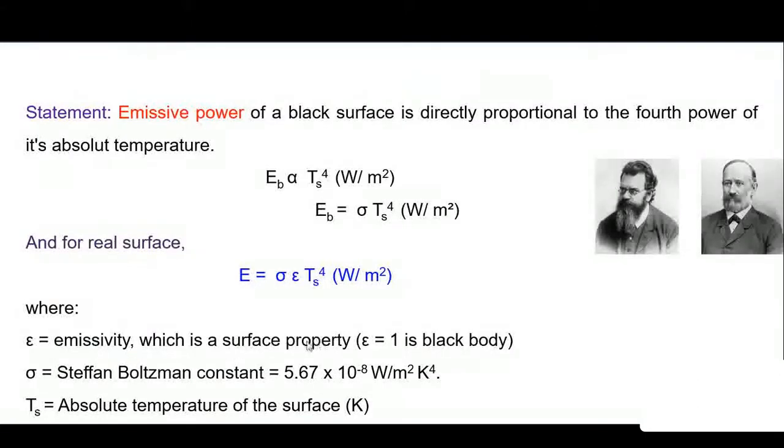Okay, which is a property of that surface, and emissivity is one for a black surface. So what we got is, for any real surface, we can find out the emissive power or energy emitted by the surface in the simplest possible form using this simple equation: sigma epsilon Ts raised to power 4, sigma being the Stefan-Boltzmann constant, epsilon the emissivity. So what we need is the value of emissivity of that surface.